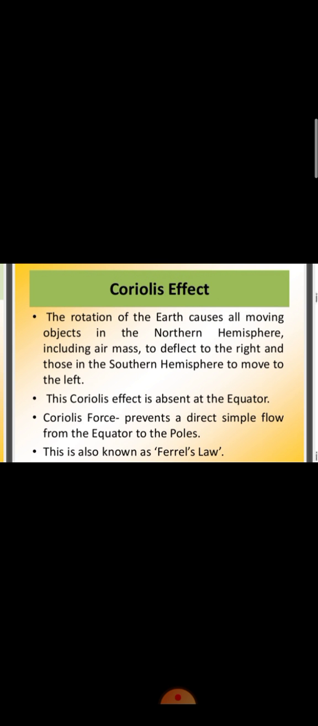Coriolis force prevents a direct simple flow from the equator to the poles. This is actually known as Ferrel's law.